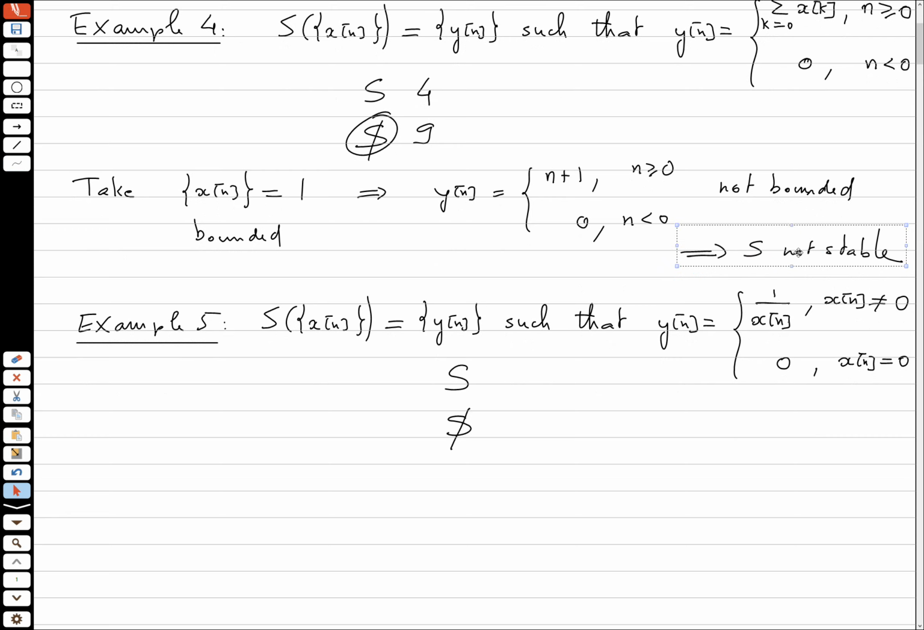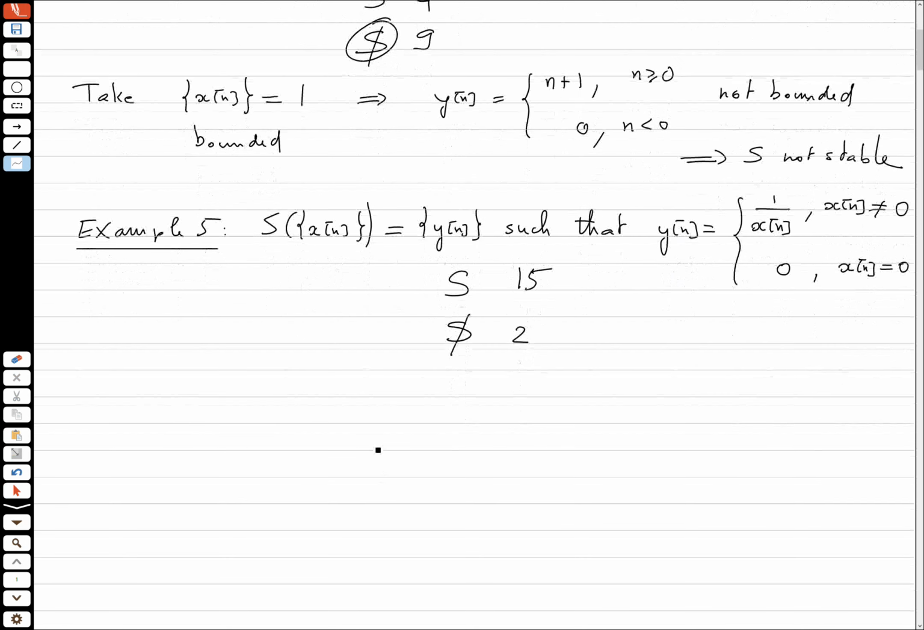All right, let's vote. How many of you vote this is stable? How many of you say this is not stable? Are you sure? Okay, we always want some losers, right? We always want some losers.